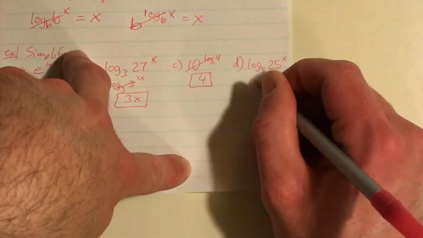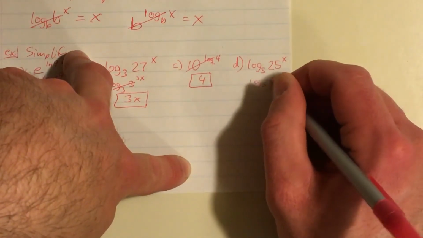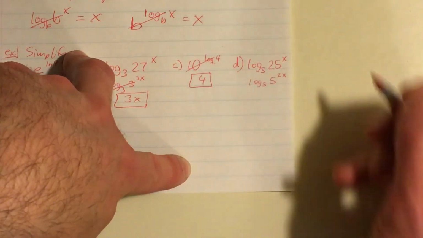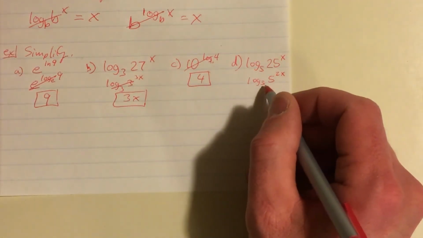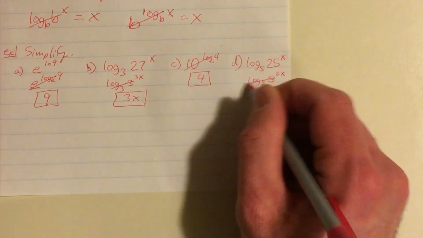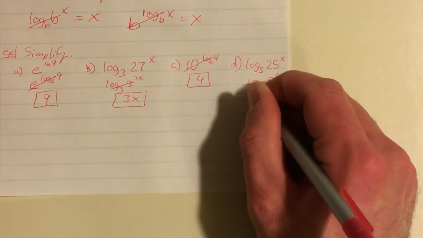So let's rewrite this as 5 squared and then the x power. 5 squared is 25. But now I've got the bases the same. Log base 5, exponent 5. Okay, so cross it out. You're left with 2x, my friends.